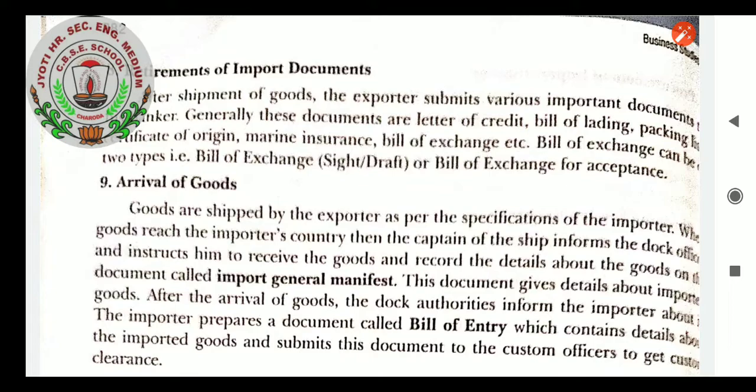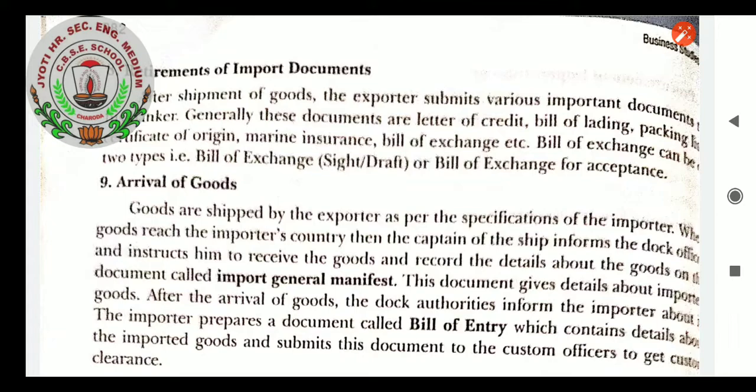Again, I will be repeating. When the importer gets all the important documents from the shipping company, then it is the duty of the importer to prepare a document called Bill of Entry, which has complete details about the imported goods, and submits this document to the custom officer. So this is known as arrival of goods.